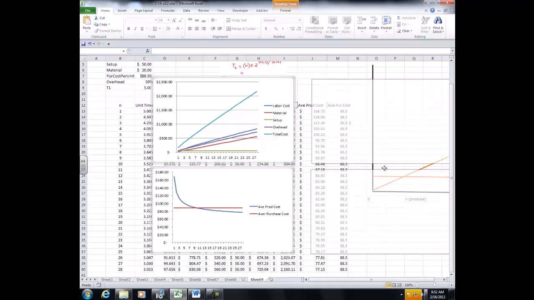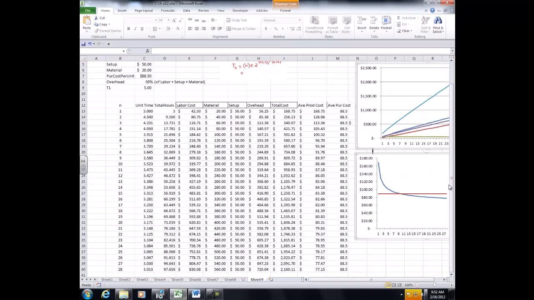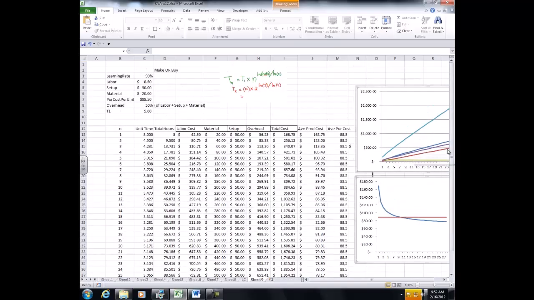Now, since we have created this cost comparison problem using Excel, and all the formulas in this cost table are linked to the basic information up here, you can now do a what-if analysis. You know, what if the learning percentage is really 80% instead of 90%?